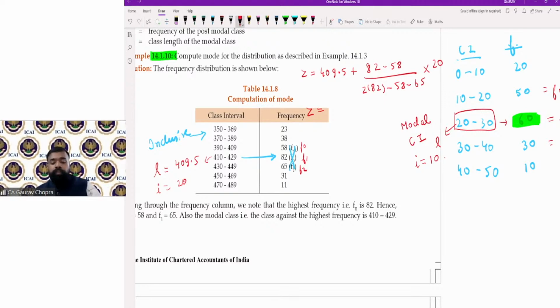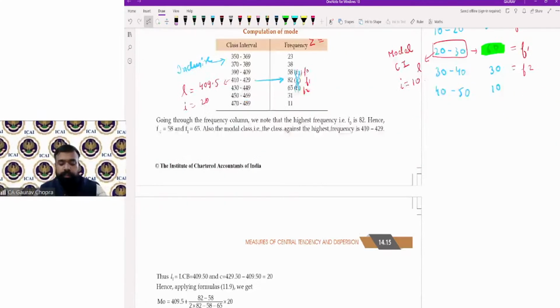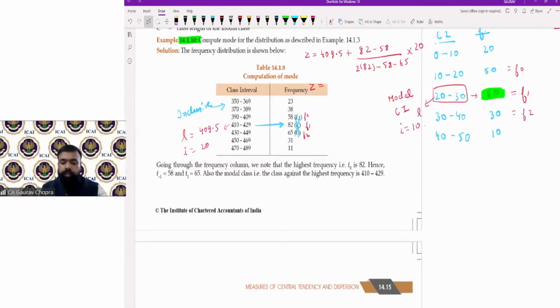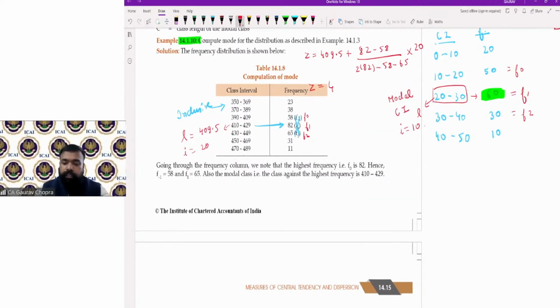So simplify this, you will get your result. So 421.21 is the answer.